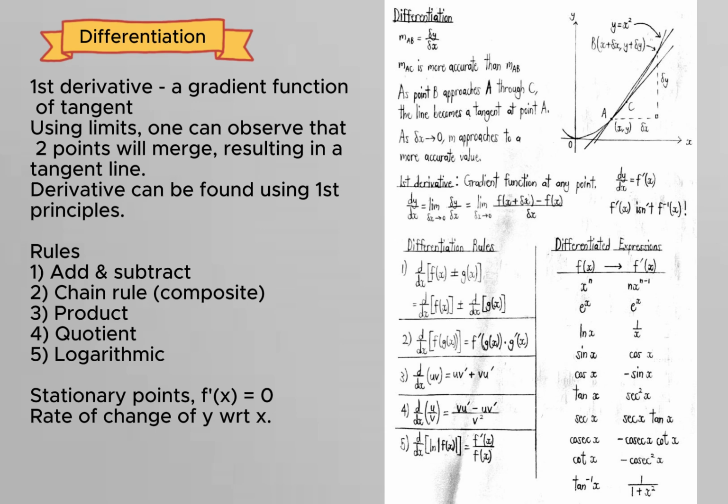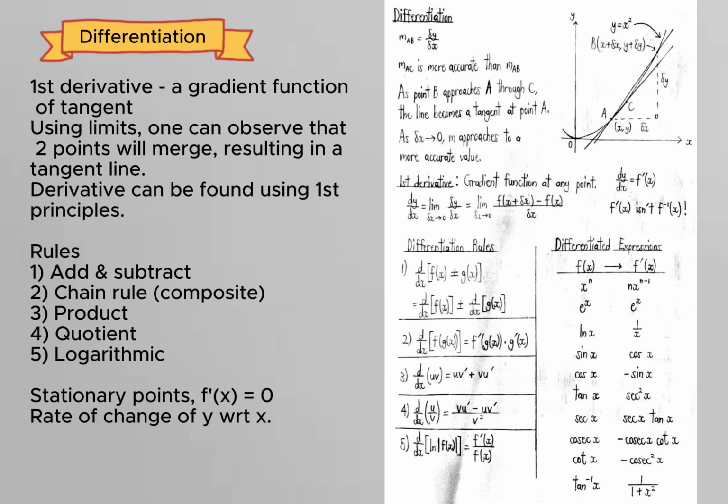Many can be found using first principles, and some of them can be found when the inverse is changed to the original function and then you do substitution. For rules, there are 5 of them. You have add and subtract, chain rule, product, quotient, and logarithmic, and all of these can be found by finding the proof on the internet.